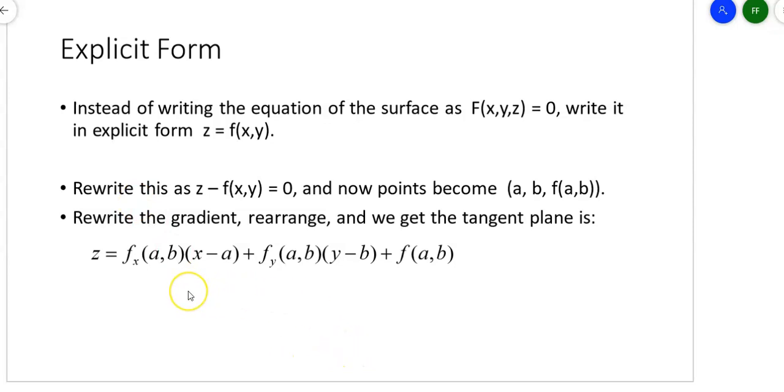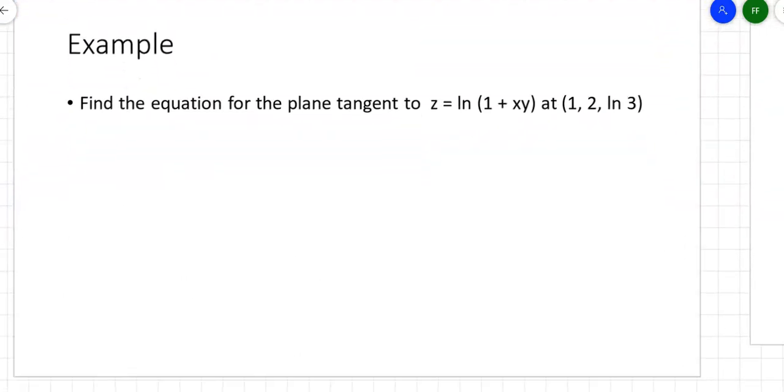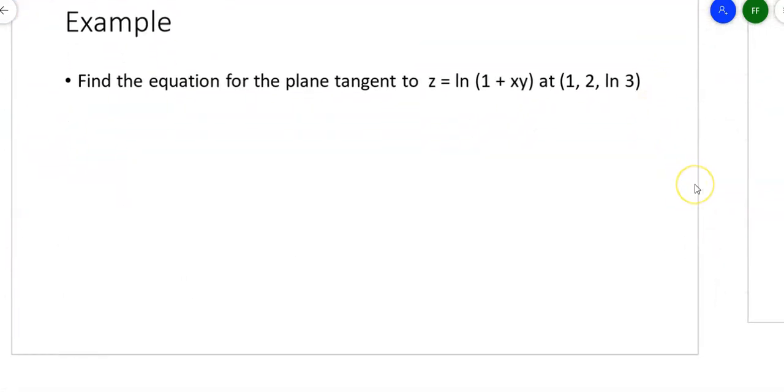All right, how does this work? Let's take a look. Let's bring up this example over here. The equation for the plane tangent to z equals the natural log of 1 plus xy at 1, 2, ln 3. How does this work? Well, the first thing is I need some partial derivatives. So I need a partial derivative with respect to x and a partial with respect to y. No partial with respect to z because this is defined explicitly.